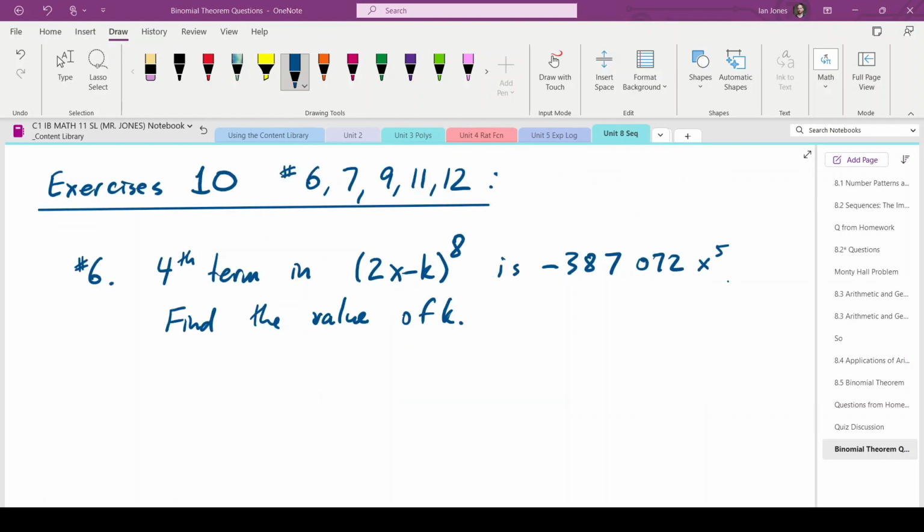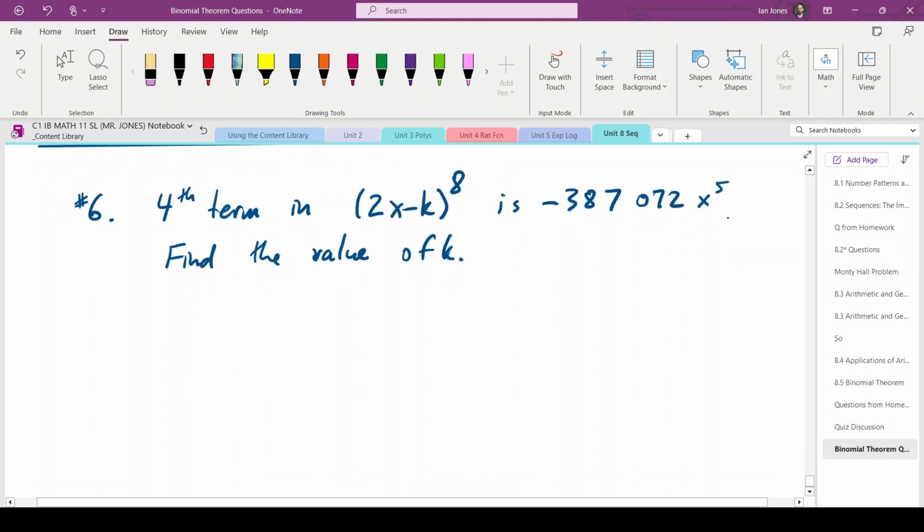I'm going to do 5 questions from the textbook now. From exercise 1O, that's not a 10, it's 1O. Sure looks like a 10. It's pretty hard to write it any other way. 1O. I'm going to do number 6, 7, 9, 11, and 12.